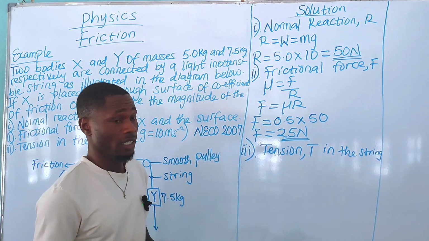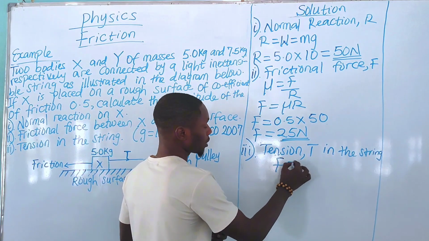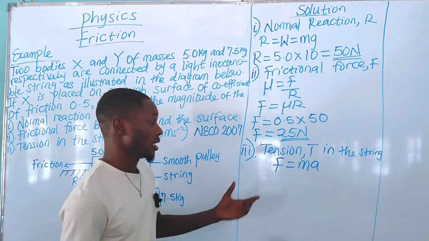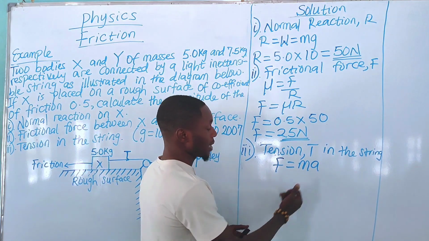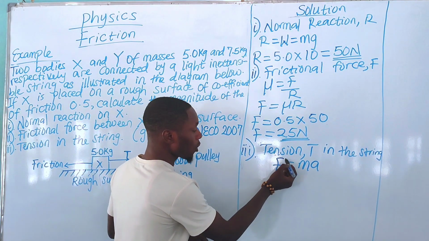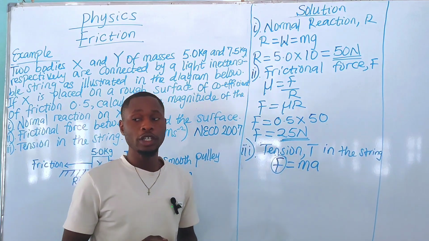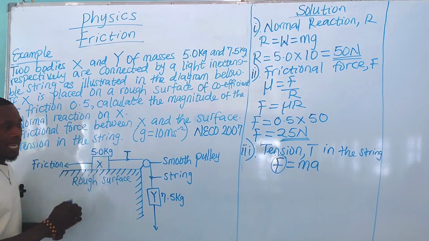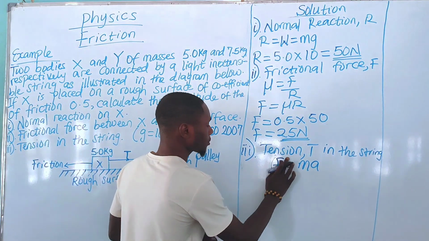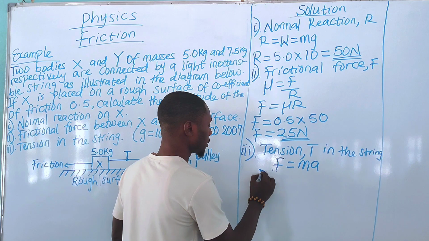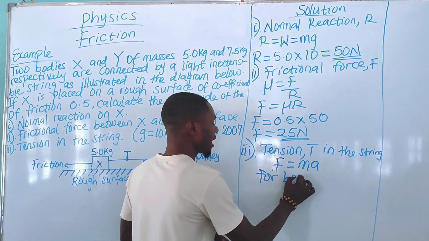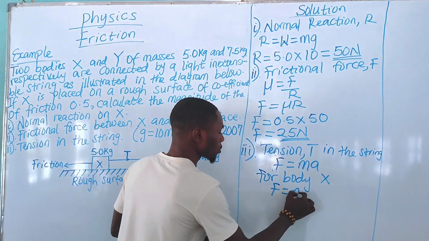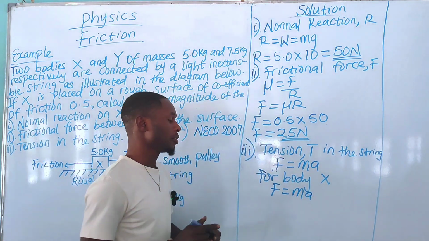It means that tension is a force, and force we know is equal to the product of mass times acceleration. But then the force we are going to use in this case is going to be the unbalanced force. For body X, let's write it down that for body X, we know that force is equal to mass times acceleration.